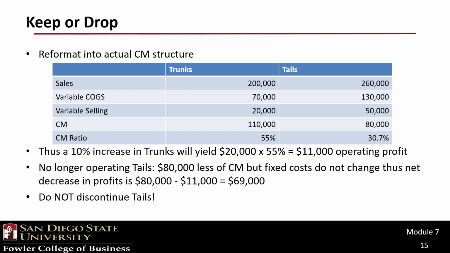If we no longer operate tails, we will lose the 80,000 of contribution margin. But remember that fixed costs do not change. So as a result, the net decrease in profits is actually 80 minus the 11 additional we'd make, or 69,000. So in reality, we should not discontinue tails. Because what's happening is we're allocating part of the fixed costs over to tails. Well, that fixed cost will remain even if we shut that production line down. So even though in total we don't seem to be making any money, there is a positive contribution margin from the tails product.